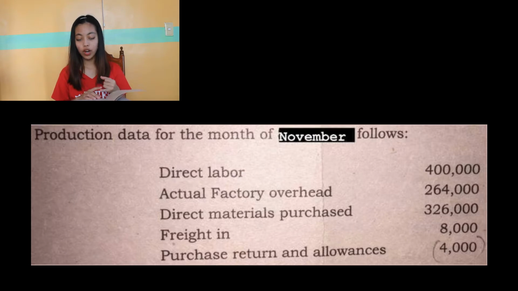Production data for the month of November follows. Direct labor is 400,000. Actual overhead is 264,000. Direct materials purchase is 326,000. Freight in is 8,000. And then purchase returns and allowances is 4,000 pesos. Mary Corporation uses predetermined factory overhead at 70% of direct labor cost to apply in the production. So, we will use the 70% for applied overhead since it is given, and we no longer need to compute the overhead rate. This is already the overhead rate.